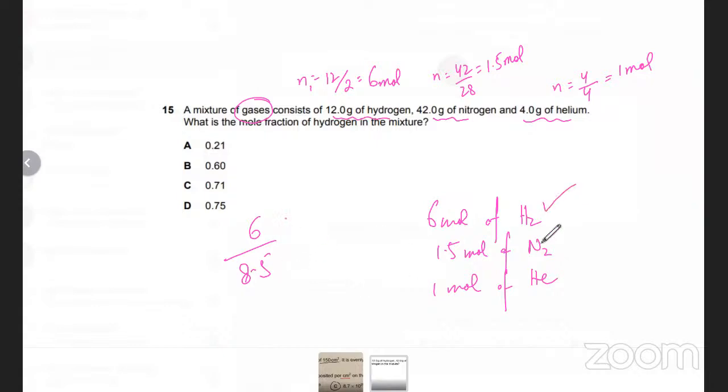Moles of H2 divided by the total moles, which are these. So why did you take them as diatomic? Yeah, because as a gas, this is going to be H2. This is going to be N2. This is going to be helium, monatomic. Sir, why do you divide it by 2? Because it is diatomic. The molecule of hydrogen is H2. Hydrogen is diatomic.